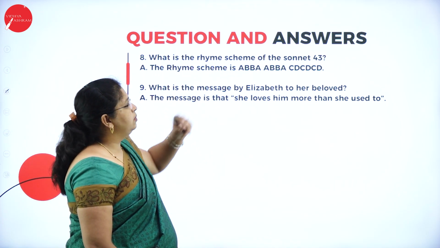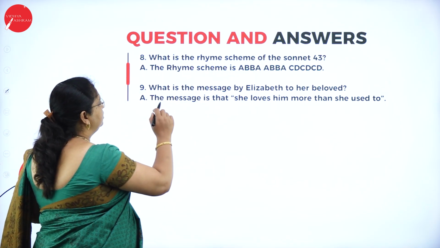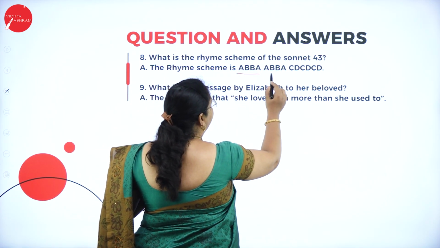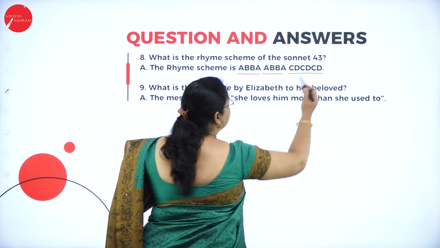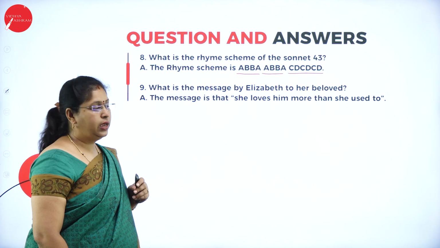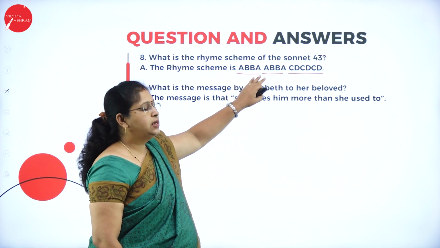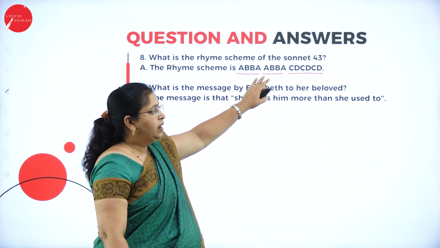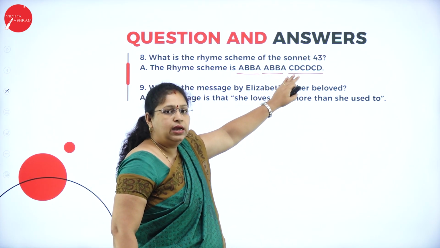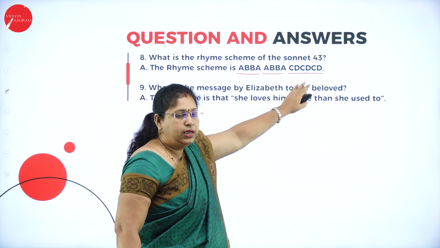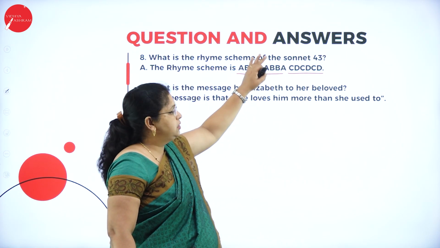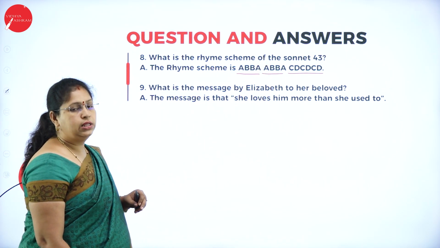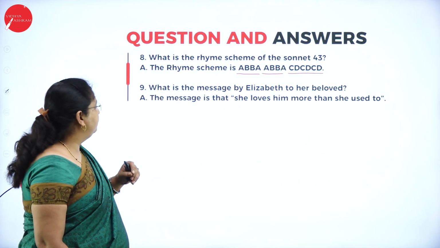What is the rhyme scheme of Sonnet 43? The rhyme scheme is ABBA, ABBA, CD, CD, CD. So, the first 4 lines and the second 4 lines are in the same rhyme scheme, and the last 6 lines are in the rhyme scheme CD, CD, CD. This is the rhyme scheme of Sonnet 43, or the poem How Do I Love Thee.